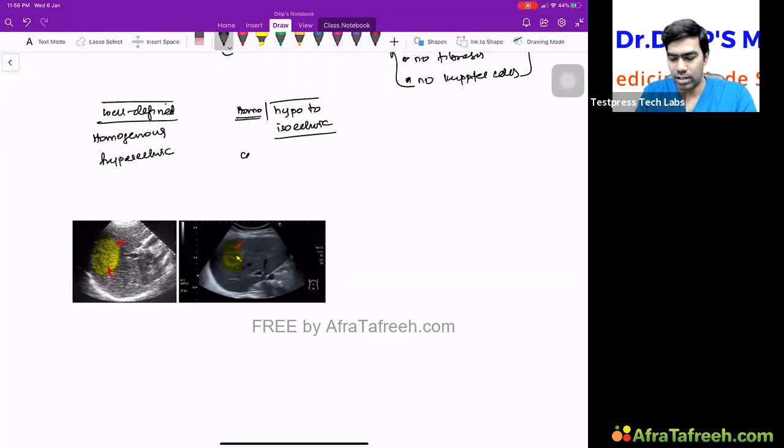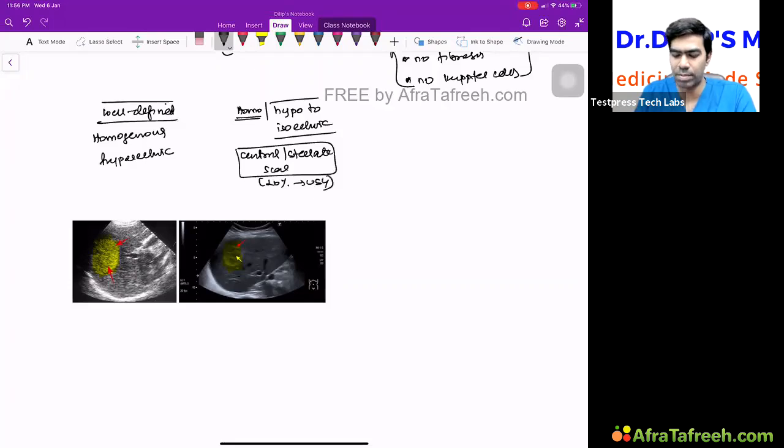And sometimes you might see this central scar, but in ultrasound, picking up the central scar is very rare. Only 20% will be picked up in ultrasound. In reality, 80% will have a central scar, but in ultrasound, you will be able to pick it up in only 20% of the cases. Traditionally, there is one more question that will be asked in exam.